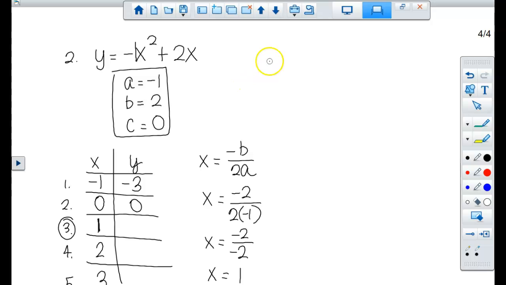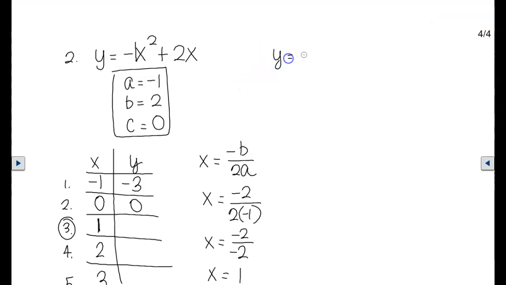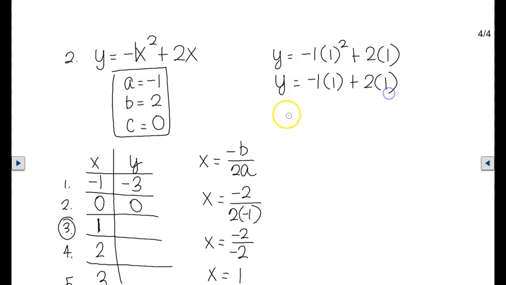Now we're putting 1 in for x, so we're going to get y equals a negative 1 times 1 squared plus 2 times 1. Exponent first, 1 squared is 1, so negative 1 times 1 plus 2 times 1. Now we multiply. Negative 1 times 1 is negative 1, plus 2 times 1 is 2. And when we add negative 1 plus 2, we get 1.